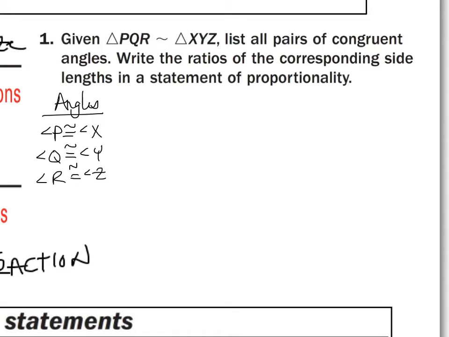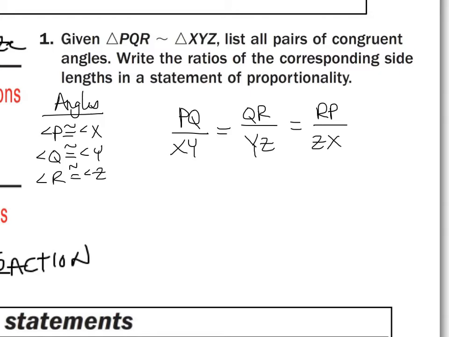So what I can do is write it as a fraction. I'm going to start with the first two letters, PQ, and put that over the first two letters of the other shape, which is XY. And that has to be equal to the next two letters, QR, which is letters 2 and 3, which means I have to look up here and see letters 2 and 3, which is YZ, and that's going to be equal to RP over ZX. Now, instead of saying corresponding sides are congruent, again, corresponding sides are proportional.